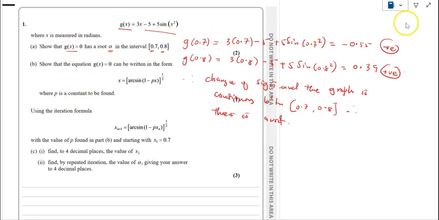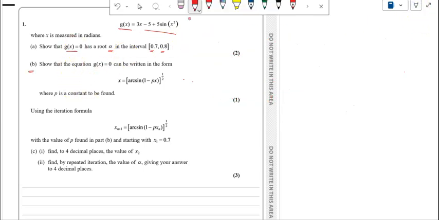Part B. When you look at part B, they're asking us to show that g of x can be written in this format. Look at your g of x: g of x equals 3x minus 5 plus 5 sine of x squared. Now, look at which x they made the subject. You have the x sign and you also have the power of 1 over 2. That means they made this x over here the subject. So always identify which x is being made the subject. They made the x squared inside the subject.